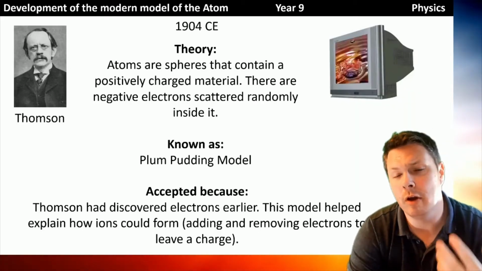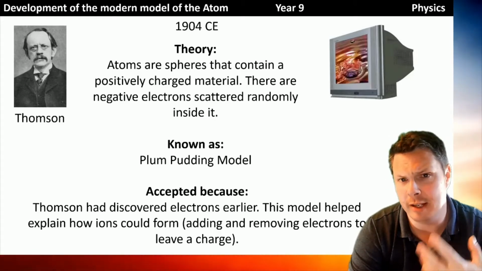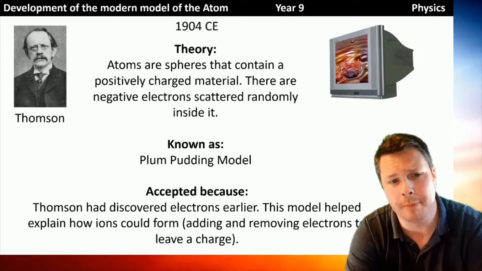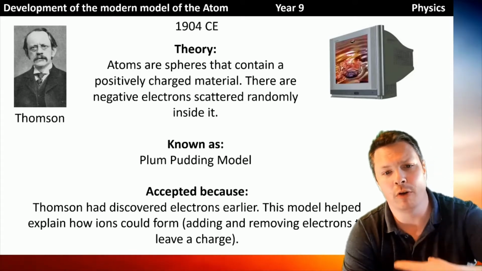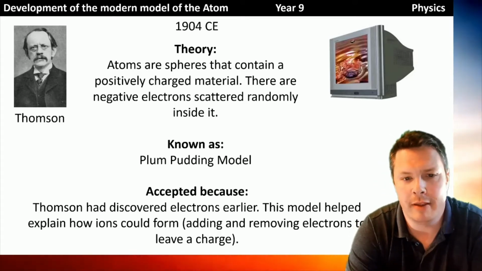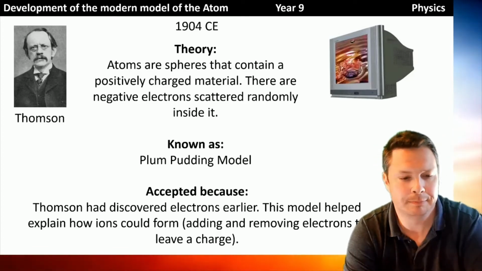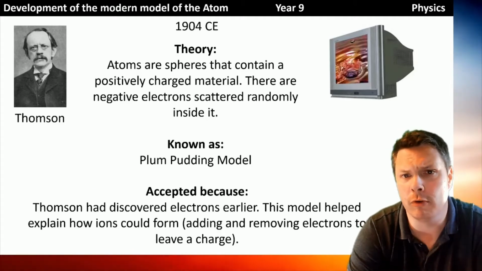It wasn't until 1904, so just over 100 years later, that Thomson discovered the electron, using an experiment that worked in a similar way to an old-fashioned TV screen. His theory was that atoms are spheres that contain a positively charged material, and that there were negative electrons inside it, scattered randomly. It was accepted actually quite quickly because it helped explain how ions could form.